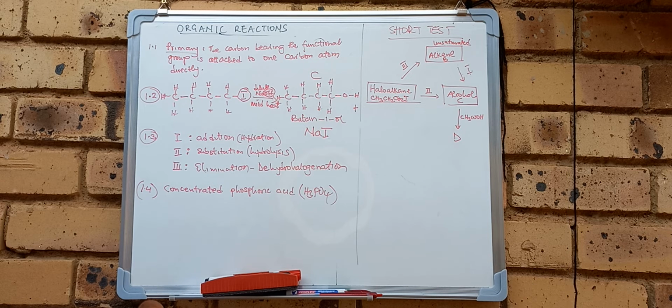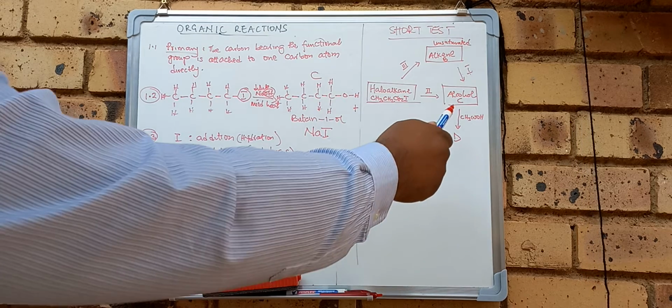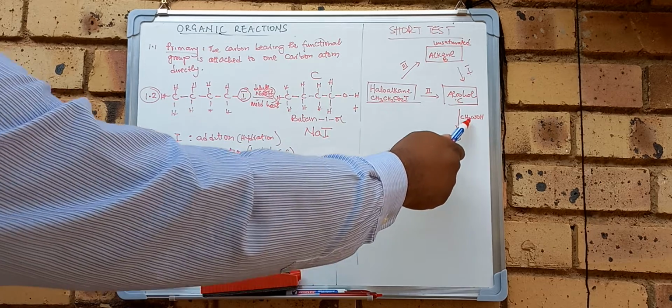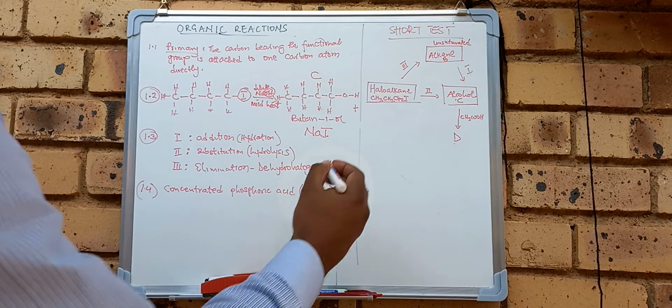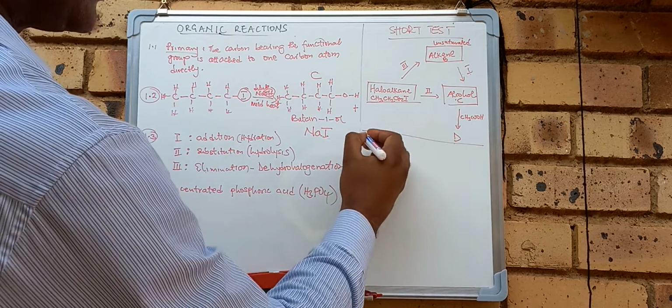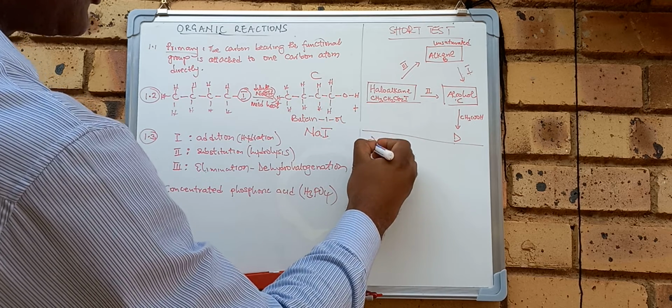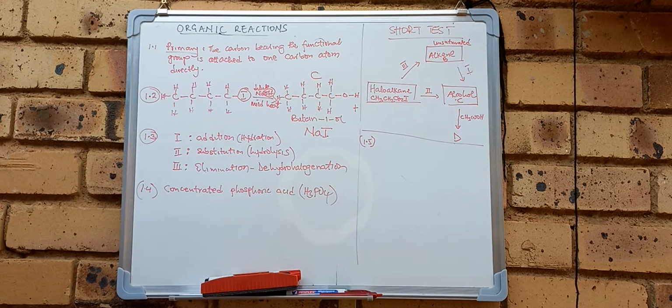Then the last one is an esterification reaction. We've talked about it before. This one is an esterification reaction where you have C turning to D and we are adding this. So 1.5 is an esterification. Esterification reaction should be a giveaway. Practice this all the time. There is no way you can write a matric examination without esterification.